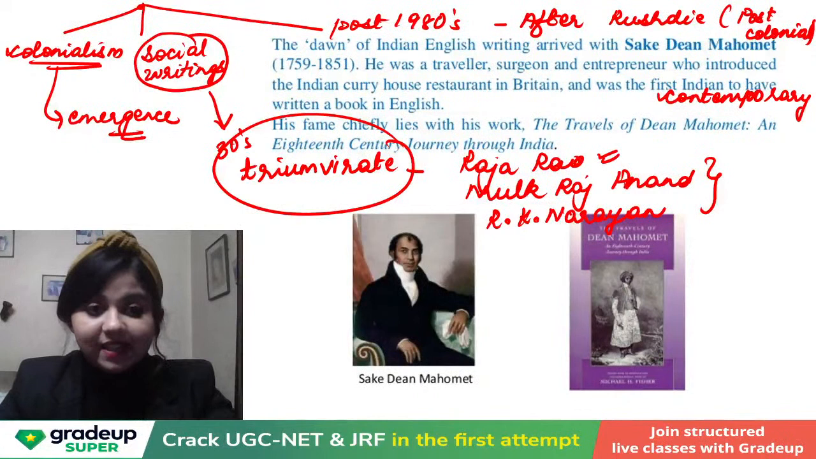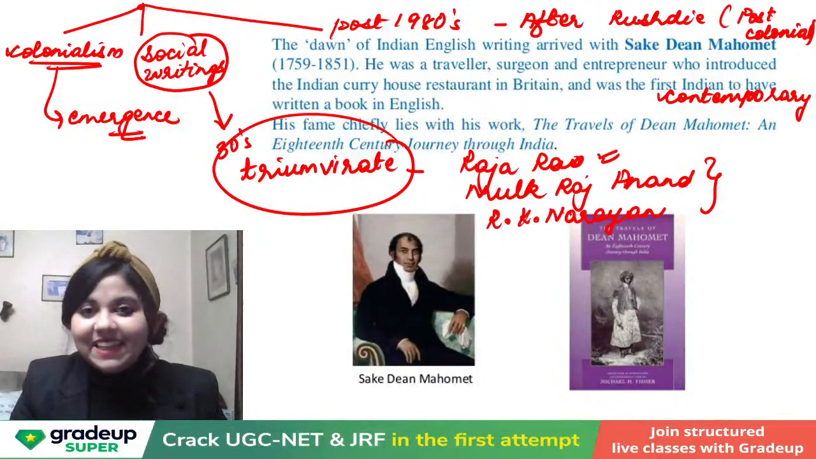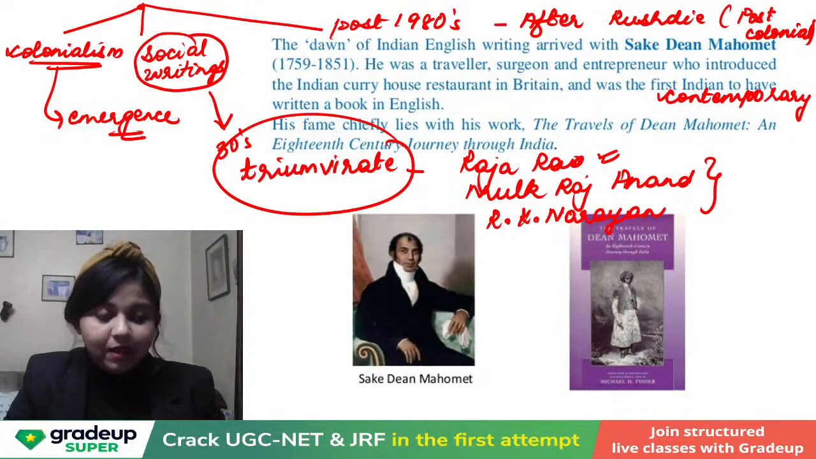ठीक है, so ये आपको cover करने हैं. These are the three things that you have to cover. अब इसमें, ये दिखने में three things है, तभी I'm saying दिखने में ये तीन चीजें हैं. There'll be multiple writers here. But these are the three broad categories that you have to cover.